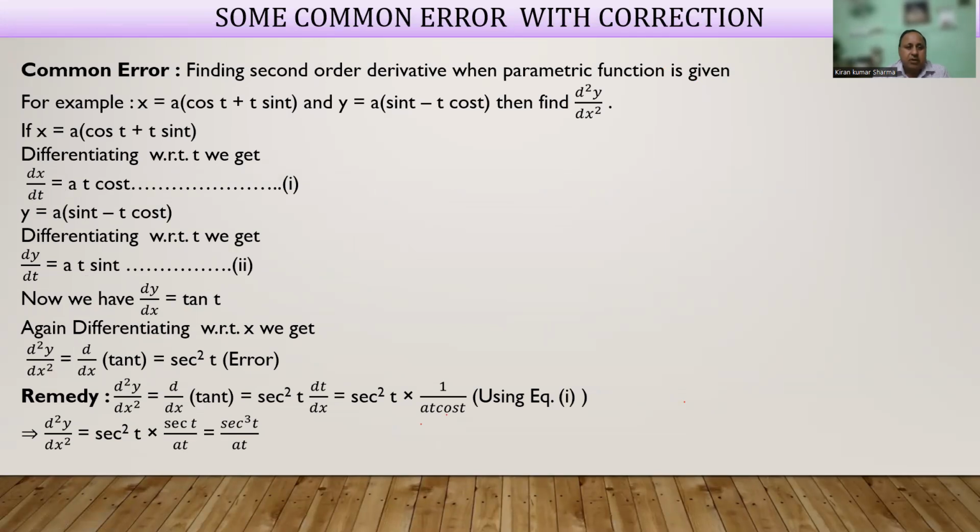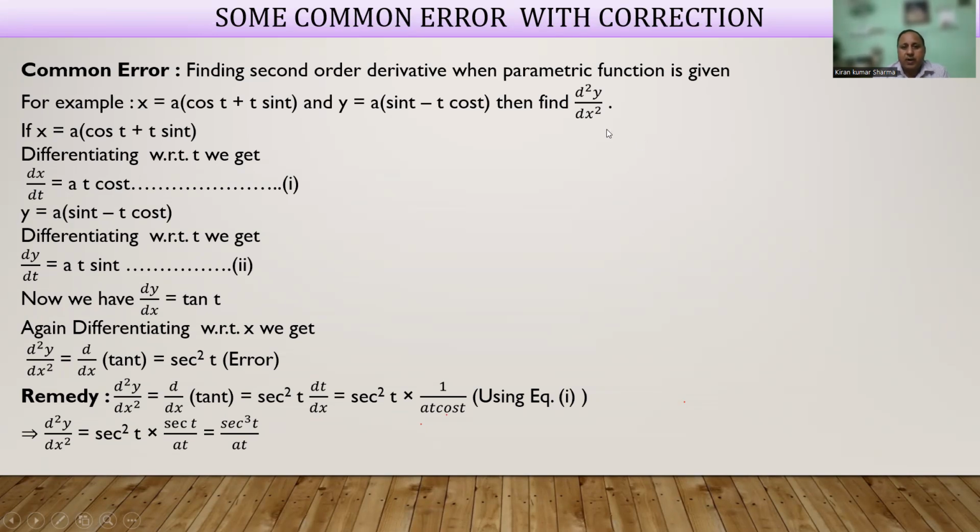One more mistake I have taken from the derivative of parametric equations. When parametric functions are given, means x is a function of t, see in this question, and y is also a function of t. So yes, students are able to find dx upon dt from here, a cos t, and dy upon dt again they can find. And after that, dy by dx, they know the formula dy upon dt upon dx upon dt, that is a sin t upon a cos t, so we will get tangent t.